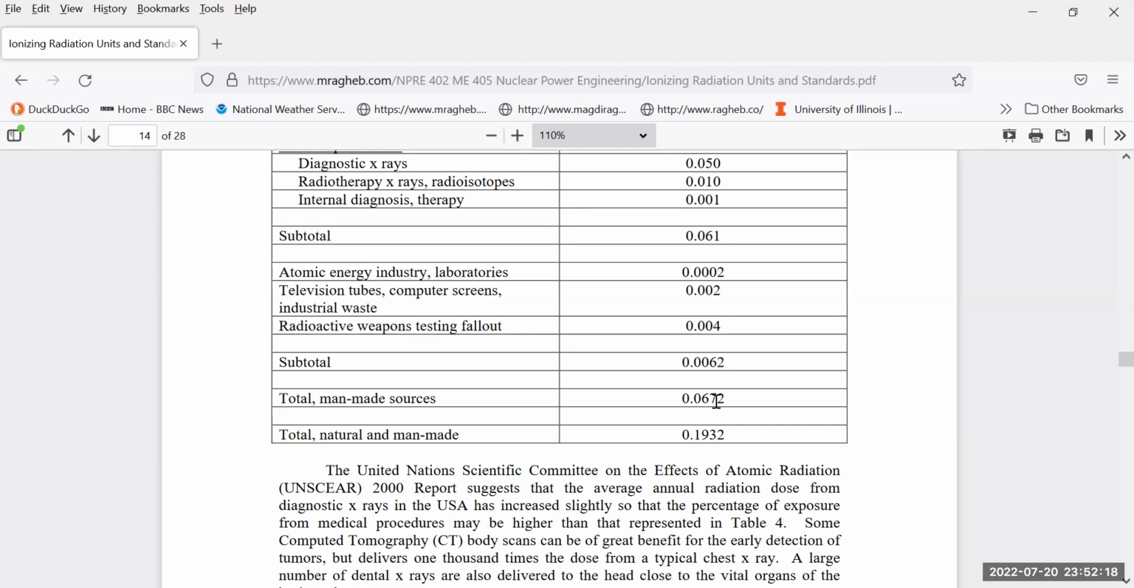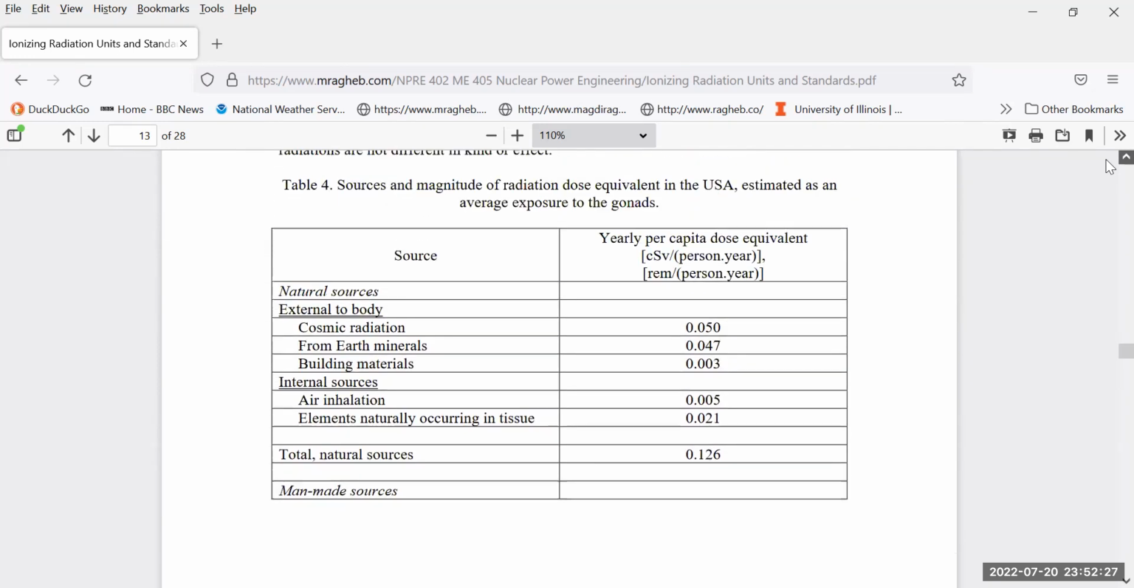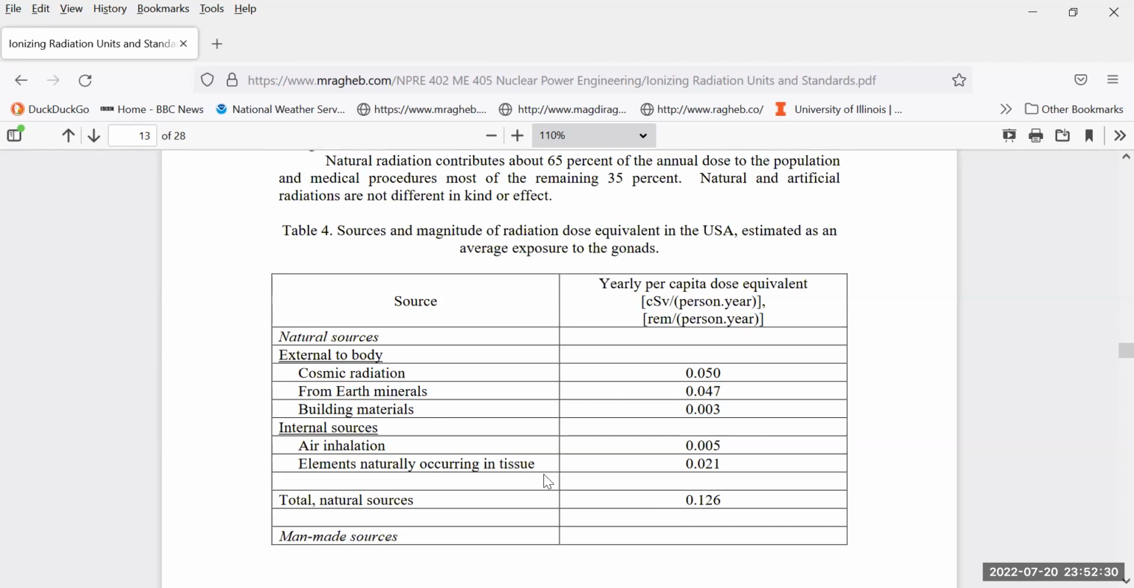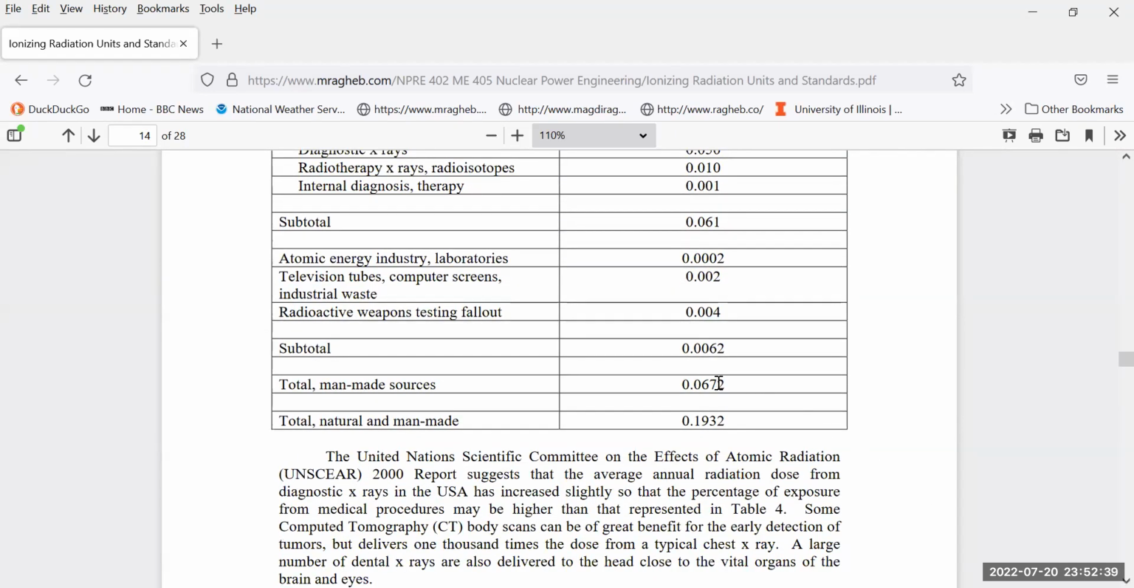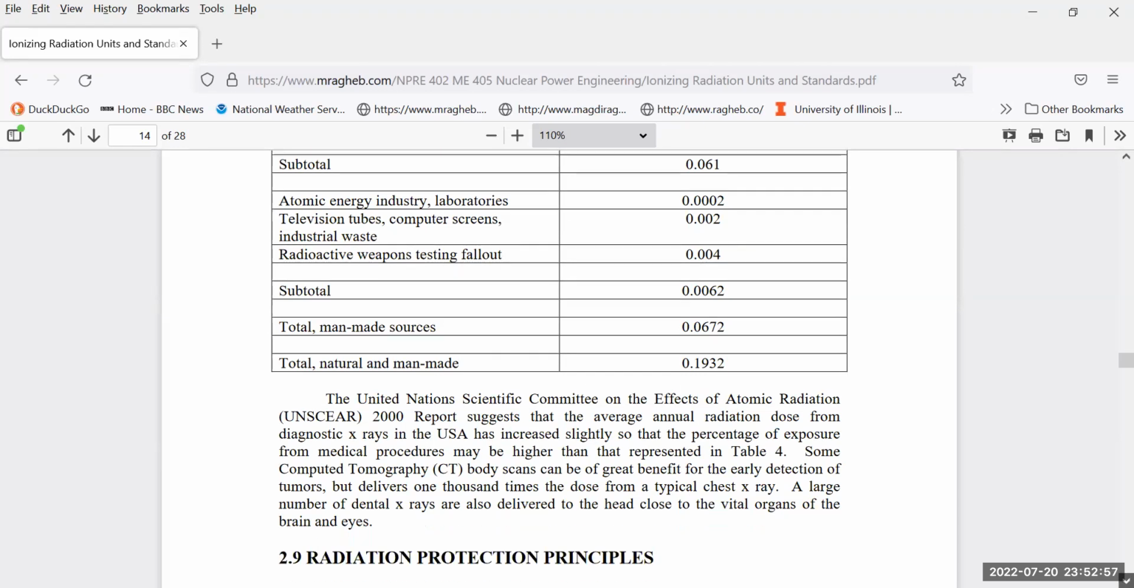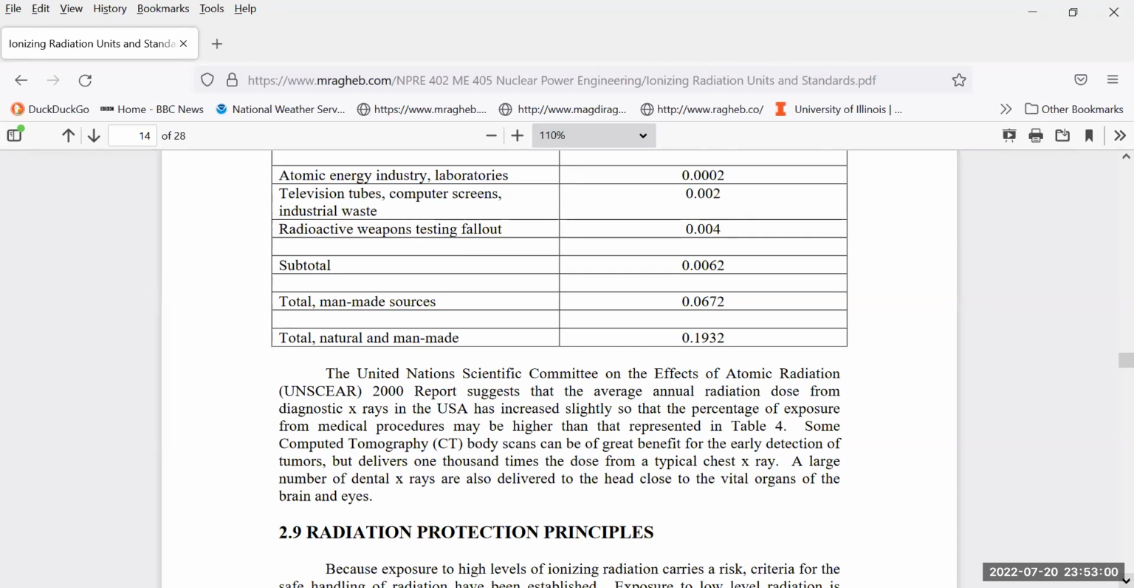So the total man-made sources, in fact, is 67 milliramp per person per year, still 1/2 of what we get from the natural radiation environment. I'll try to have you remember, the natural radiation environment is 126 milliramp per person per year. The man-made sources give us 67 milliramp per person per year. If you add the two, each one of us, natural and man-made radiation, received on average 193 milliramp per person per year. Notice that I use the unit of the milliramp because it's easier to use than using the millisievert or the sievert in general.